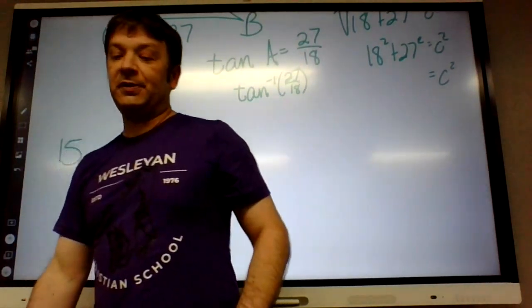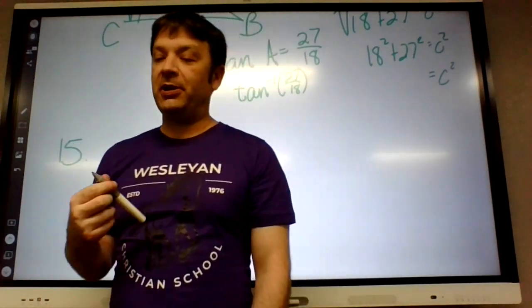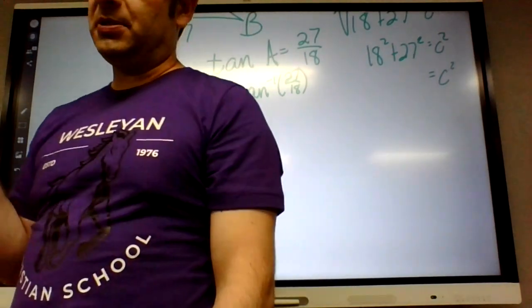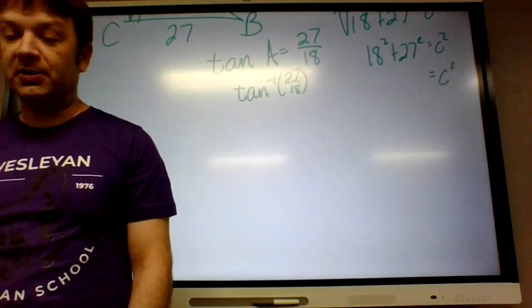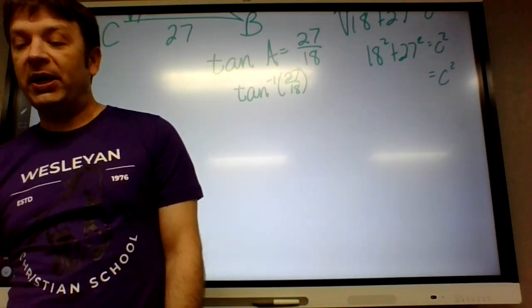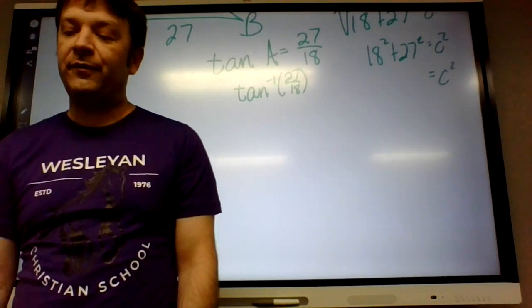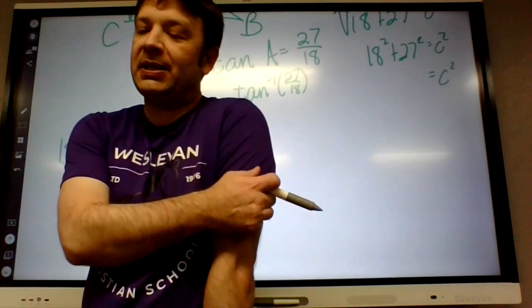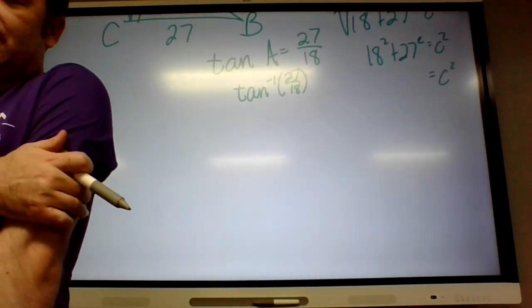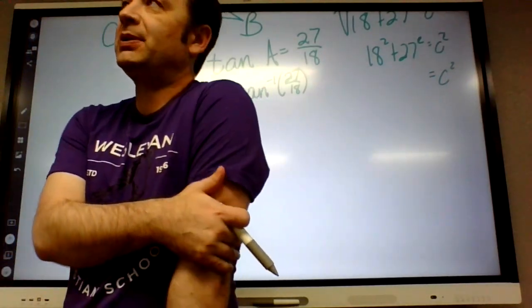Okay, number 15. Anytime you have a word problem, you need to draw the picture. If there is a picture, you need to draw it. A shortwave radio antenna needs to have 3 support wires attached to the antenna at points 15 feet from its base.